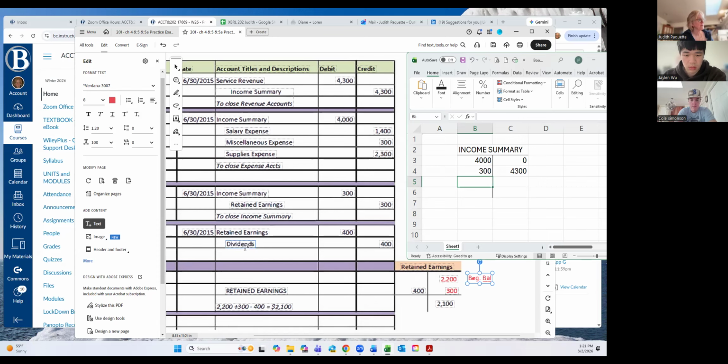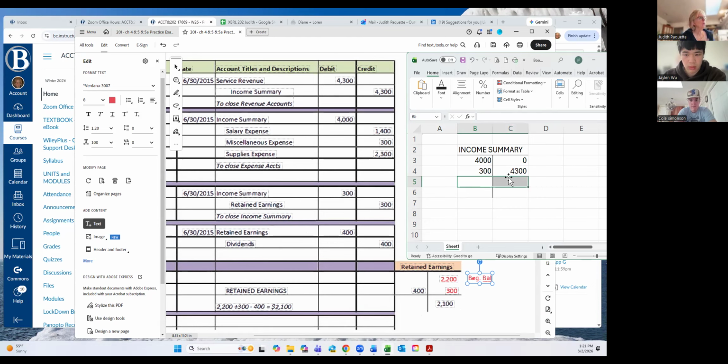Now we close dividends. Remember, dividends had a $400 debit balance. So we're going to credit dividends and debit retained earnings. And there's that debit there. Our ending balance for retained earnings is 2,100. Okay. So just be familiar with how these T accounts roll.